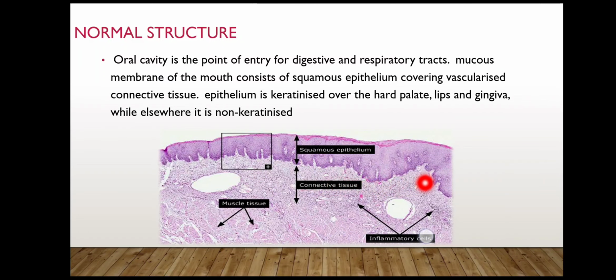Subepithelially, there is a vascularized connective tissue. Underlying the mucosa is the muscle layer. There might be non-specific inflammatory cells present at the junction of the mucosa and the connective tissue stroma.